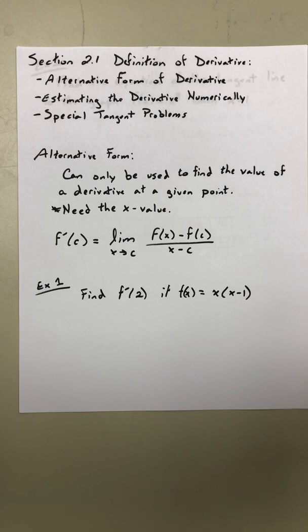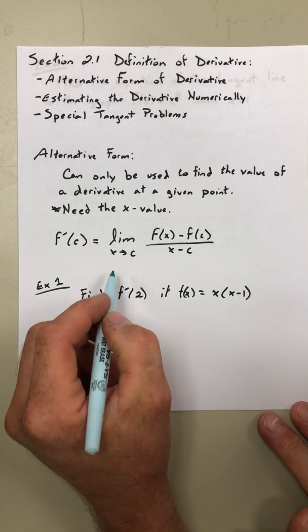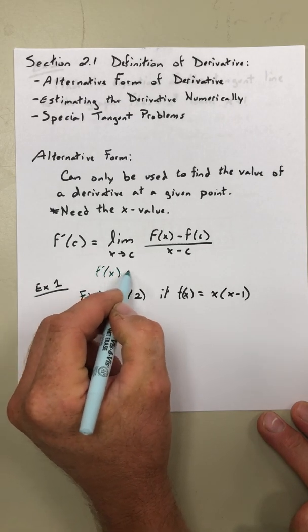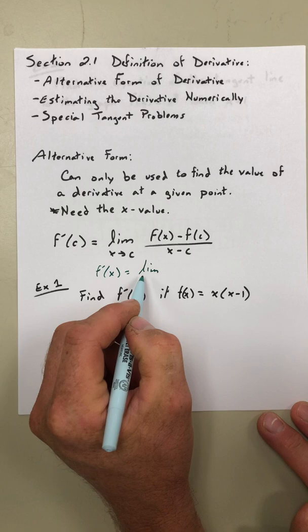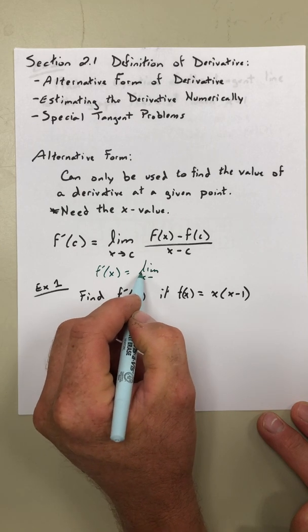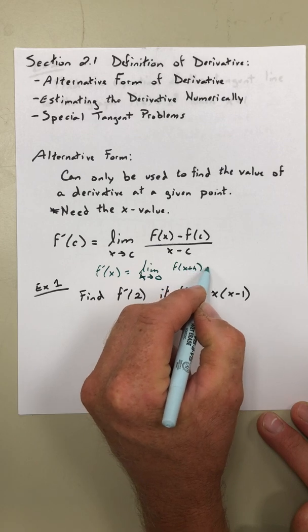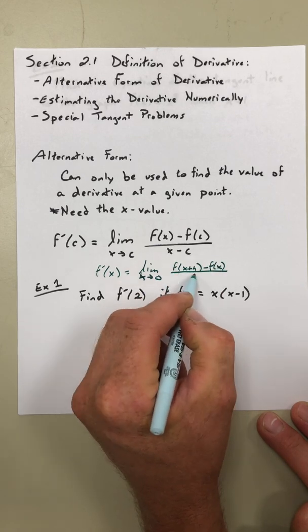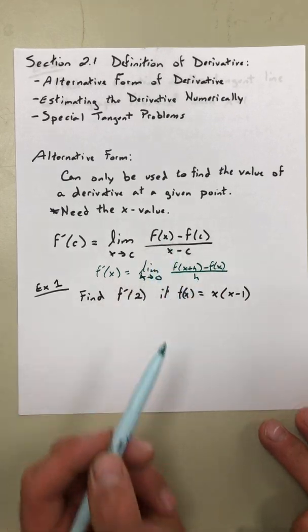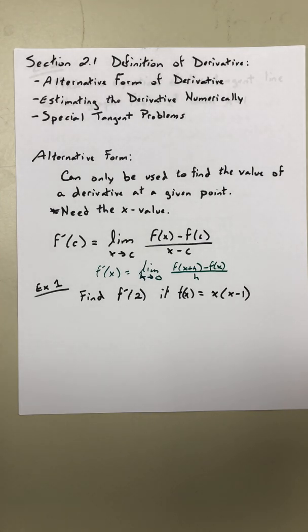Remember, the definition of derivative is the limit. So f prime of x is the limit as h approaches 0 of f of x plus h minus f of x divided by h. So notice very similar in those forms. But now we're going to a constant instead of taking h going to 0.